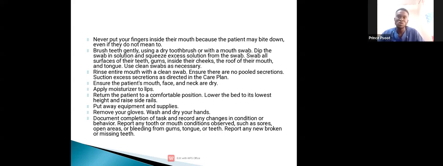Put away equipment and supplies. Then remove your gloves, wash and dry your hands. Document the completion of the task and record any changes in condition or behavior. Remember to report any tooth or mouth conditions observed, such as sores, open areas, or bleeding from the gums, the tongue, or the teeth. And you can report any broken or missing teeth.